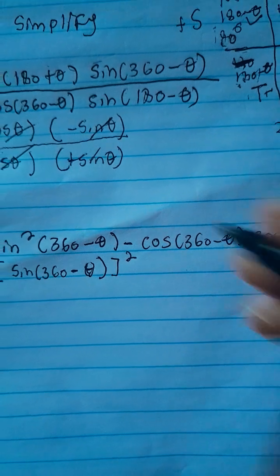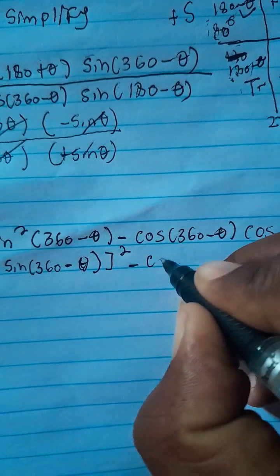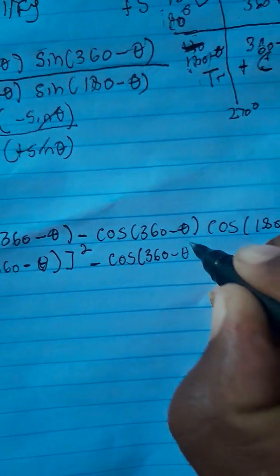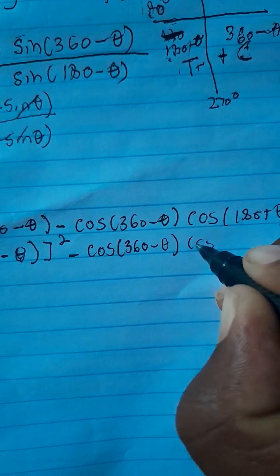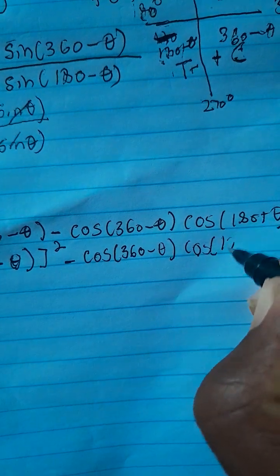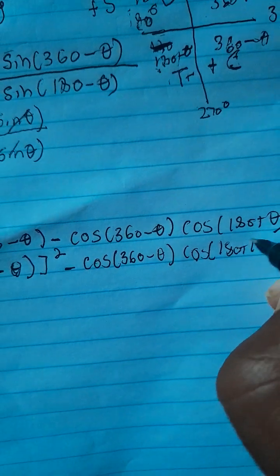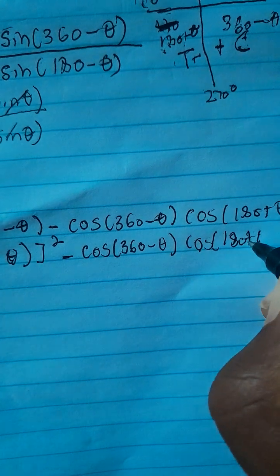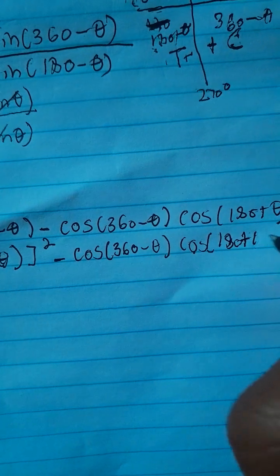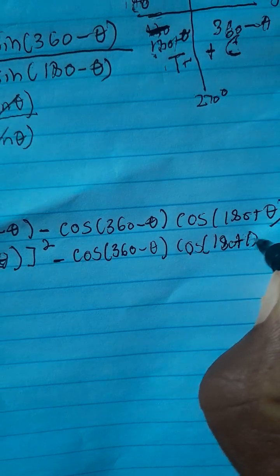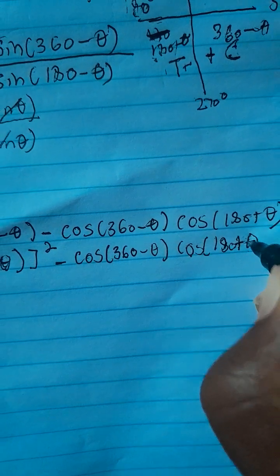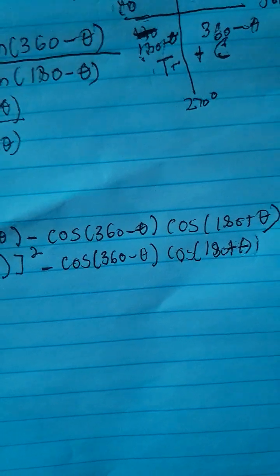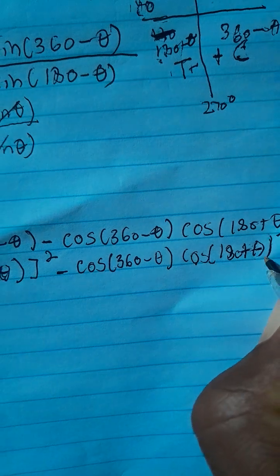So let's rewrite this the way it is. Cos (360 minus theta) and cos (180 plus theta). Then you put a bracket here. Right, you put a bracket.